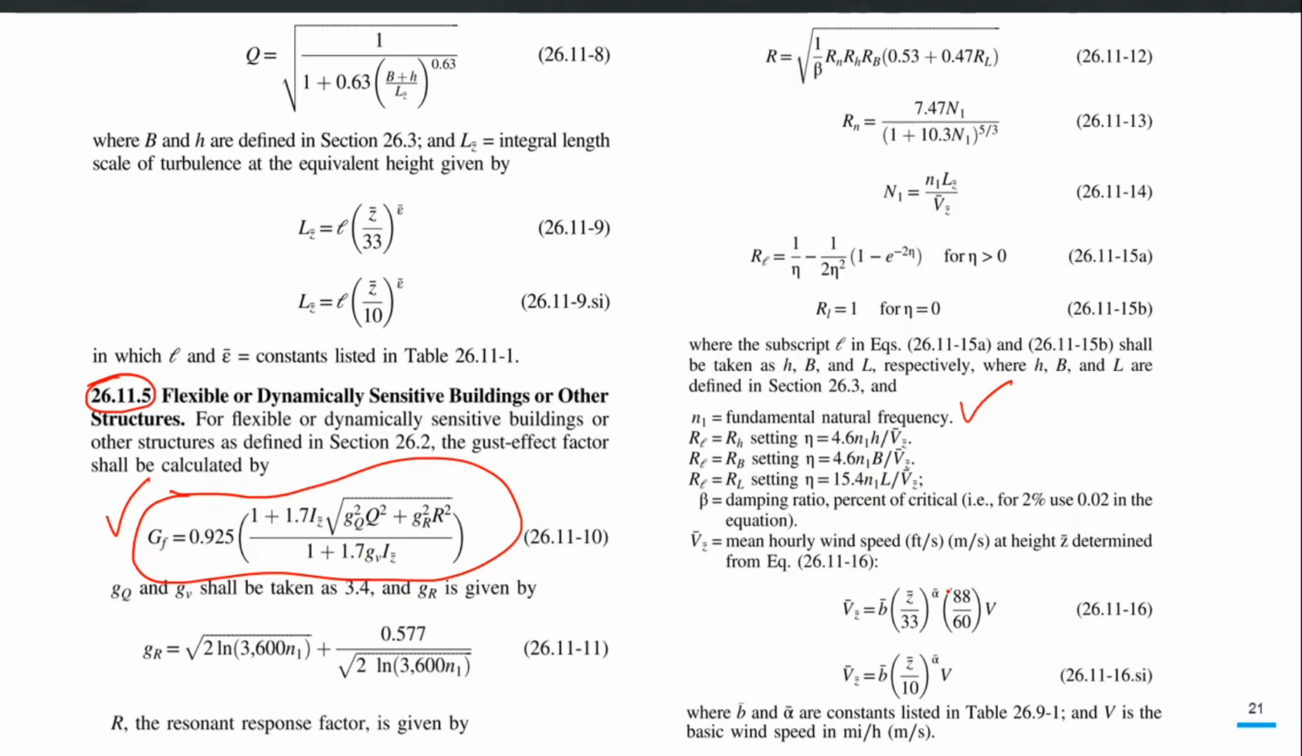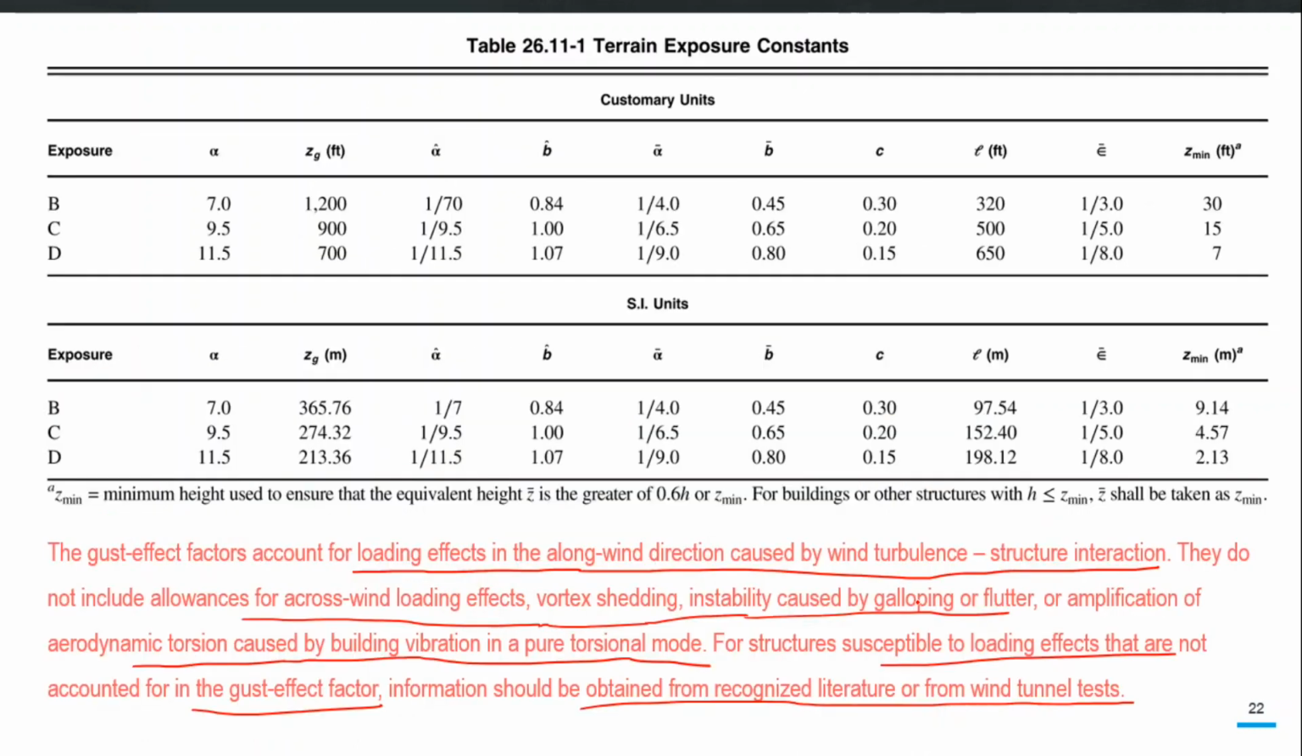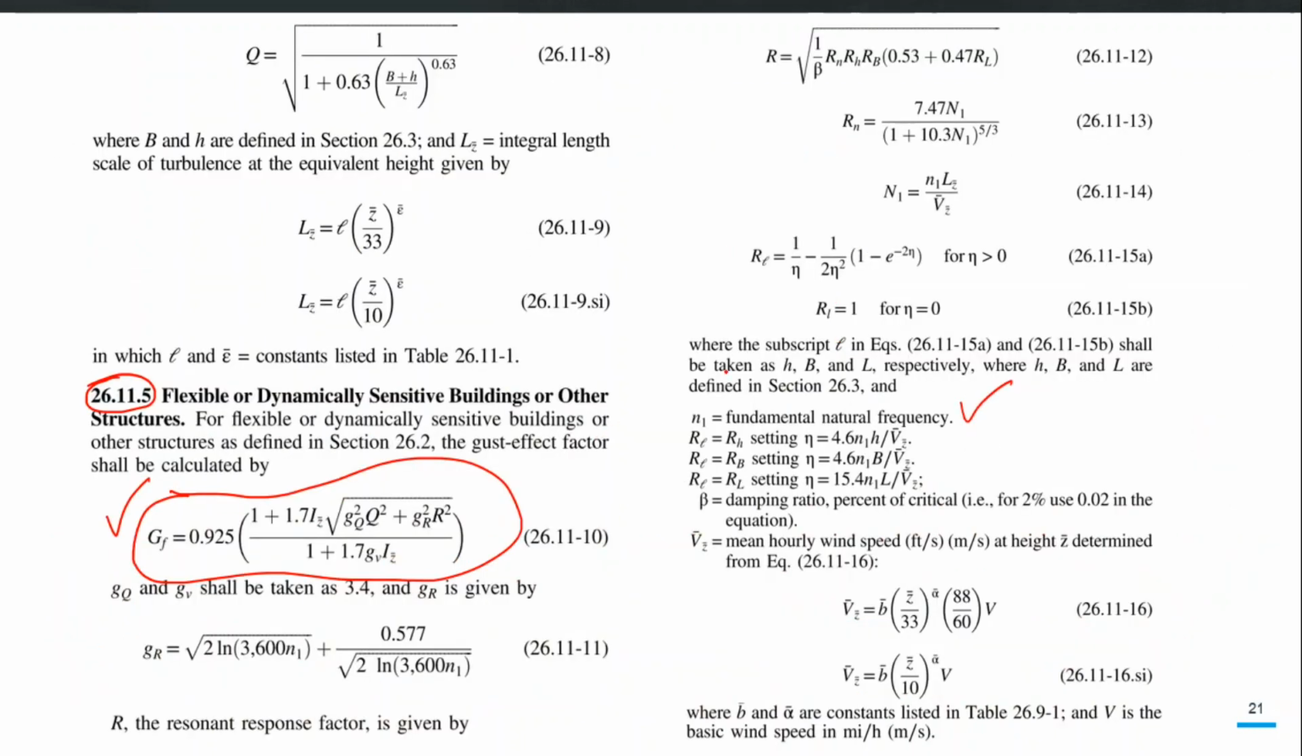So it is self-contained. Although I am not going into detail of these things, you can easily find the value of a particular coefficient, either using an equation or a table which is there. For example, Table 26.11-1 prescribes different factors for different exposure categories, which are required to be used in the previous formulation to finally determine the gust factor for your building. So for flexible buildings, you cannot use 0.85. You have to calculate it depending upon the dynamic characteristics of your building.